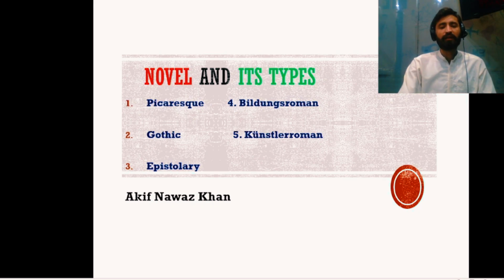Hello everyone. In today's class, we're going to talk about what is a novel and what are the different types. So I have written the different types in front of you. The first one is Picaresque, Bildungsroman, Gothic, Consul-Roman, and epistolary. So we'll be discussing all of them one by one in detail, and we'll try to understand what the features are and why all of them are different from each other.